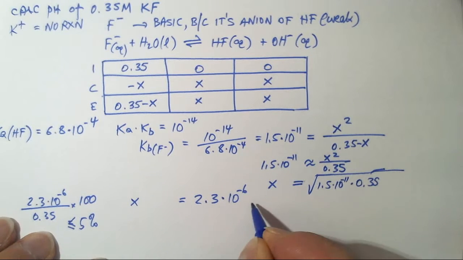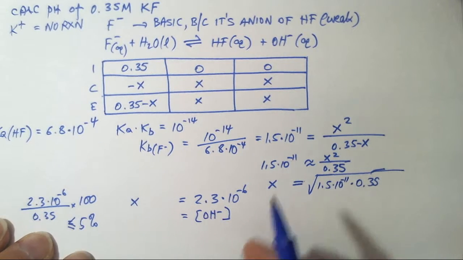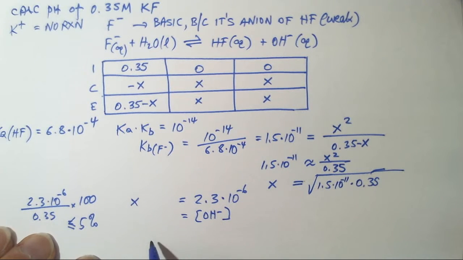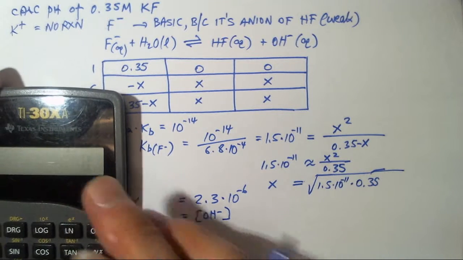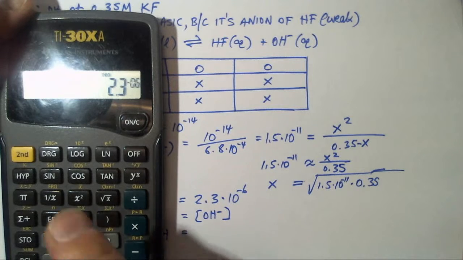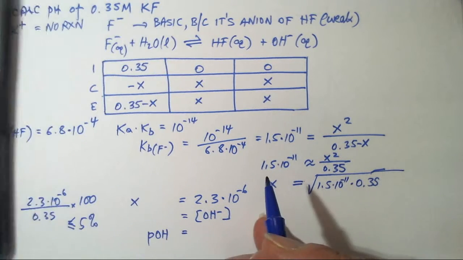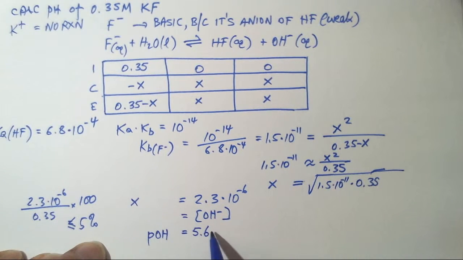Now, x is equal to the hydroxide concentration, isn't it? Because we've defined it that way. So if we take the negative log of that, we get the pOH. The pOH is going to be, so we've got 2.3 times 10 to the negative 6. I'm going to take the log and then just mentally remove that sign. We get 5.64. So the pOH is 5.64.